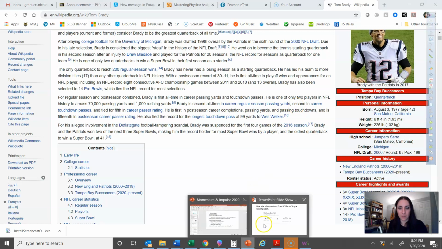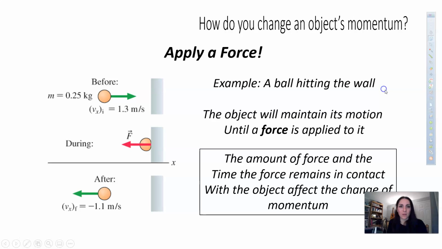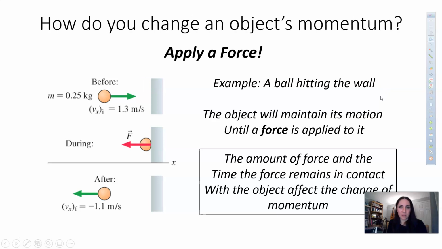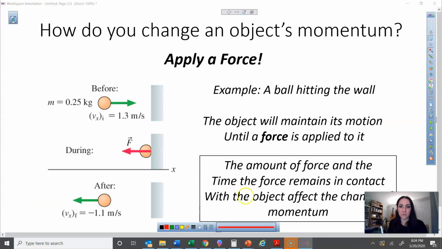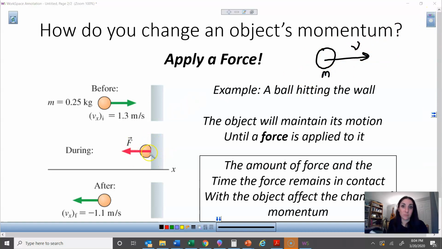Alright, so now we'll go back to here. Alright, how do you change an object's momentum? So remember that when an object does have momentum, it's going to be, of course, moving with some velocity v. So if you have an object moving at some velocity, it has momentum. How do we change an object's momentum? Stop it with a force, or apply a force.